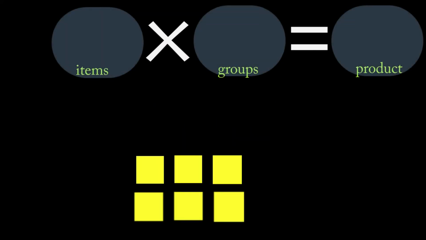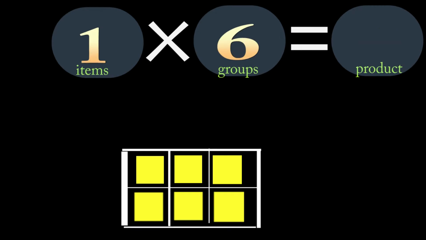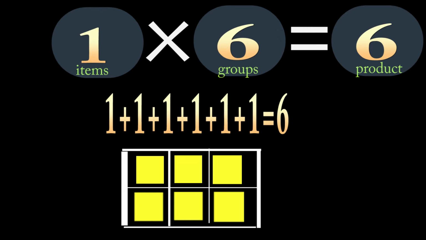Here's a picture of 6 yellow squares. So there are 6 items, and one group of those 6 items, so 6 times 1 equals 6. We can also think of this as 6 groups of 1 item. So in that case, 1 times 6 equals 6. Or you can think about this situation as 1 plus 1 plus 1 plus 1 plus 1 plus 1. And when you add all those ones, you'll see that you get the same answer, which is 6.